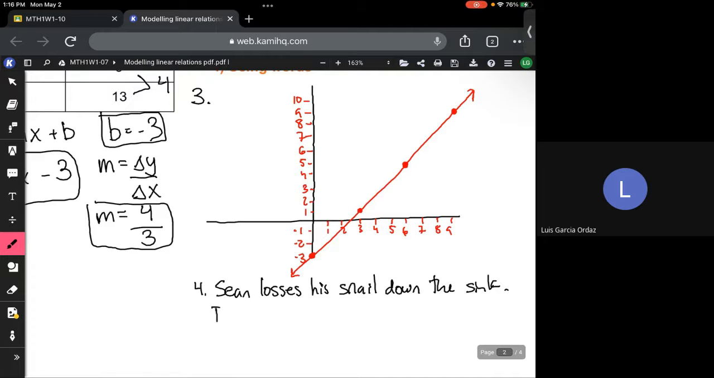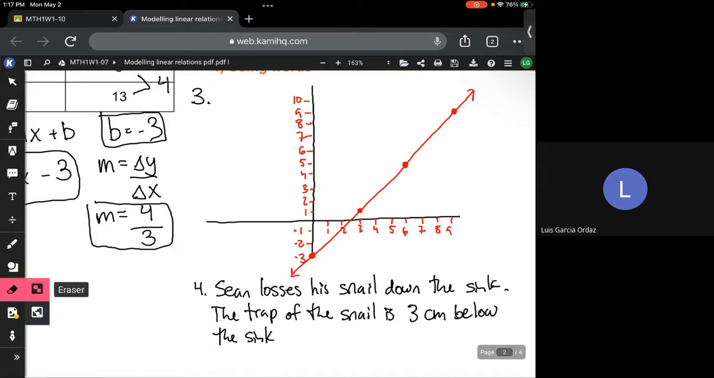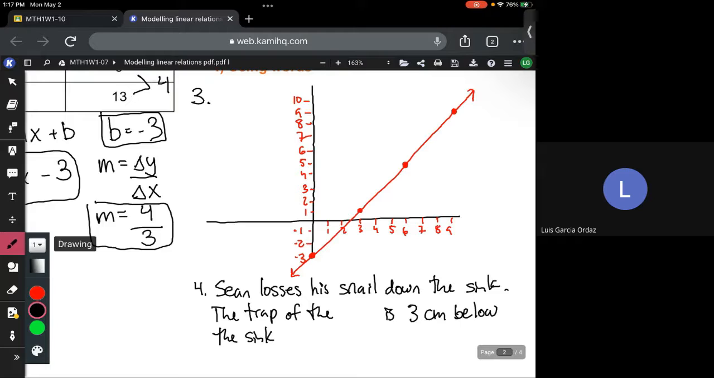Is this on the first floor, or is this in the basement? And what does the snail do? It slithers? It moves slowly. So the trap of the sink is 3 centimeters below the sink, and the snail moves slow.